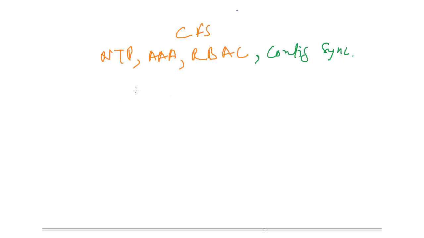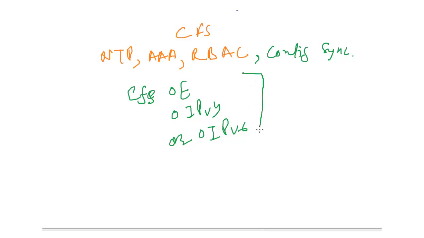Alright, so CFS is by default enabled, only its feature is enabled. It can be configured over Ethernet, that is CFS over Ethernet, or over IPv4, or over IPv6. So these are the three mediums where it can be enabled. You have to enable a CFS region. If devices have the same region, then they will be able to synchronize. But if you don't define the region, all devices will come under the same region by default.